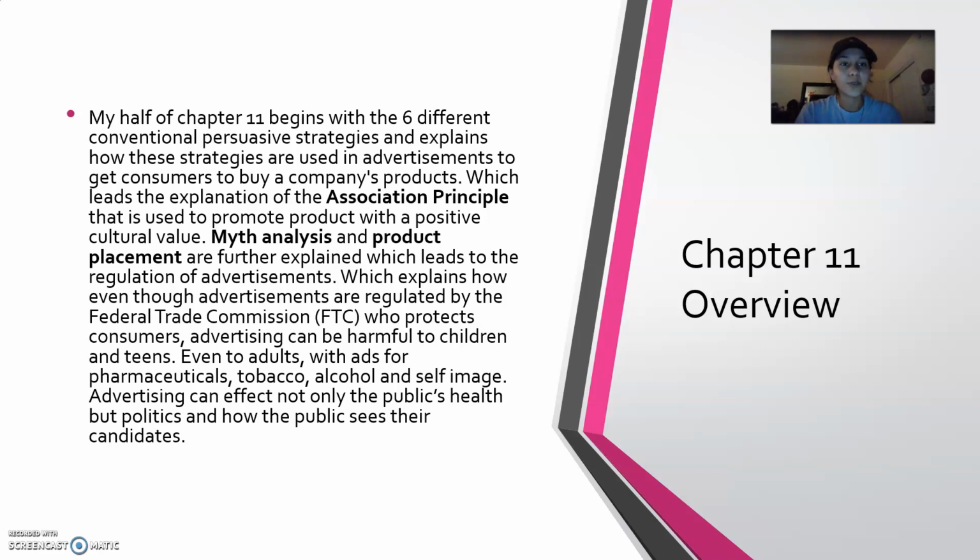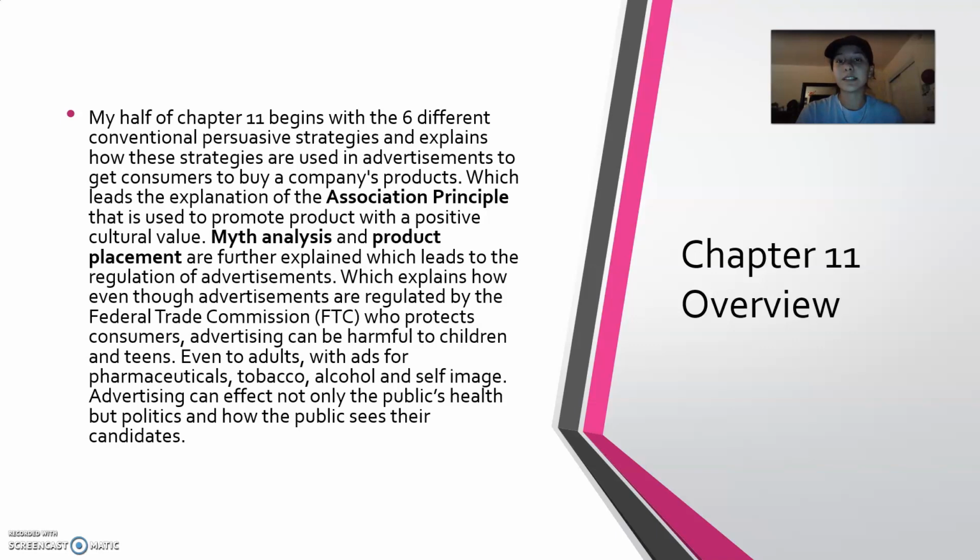To begin, I'll go with my overview of my half of Chapter 11. My half of Chapter 11 begins with the 6 different conventional persuasive strategies and explains how these strategies are used in advertisements to get consumers to buy a company's product. These 6 strategies include famous person testimony, plain folks pitch, snob appeal approach, bandwagon effect, hidden fear appeal, and irritation advertising. After the 6 strategies, the chapter goes on to explain the association principle that is used to promote a product with a positive cultural value.